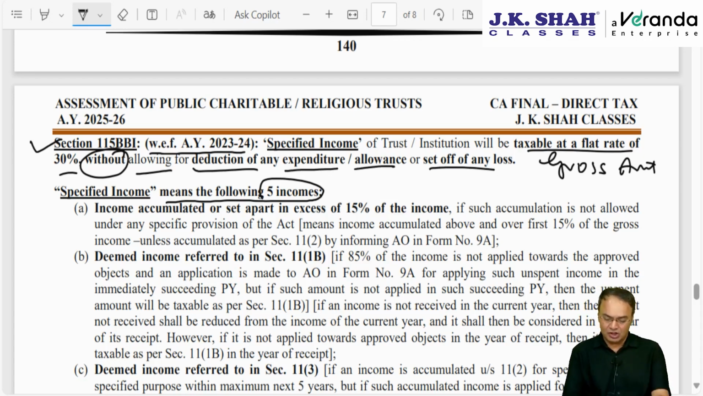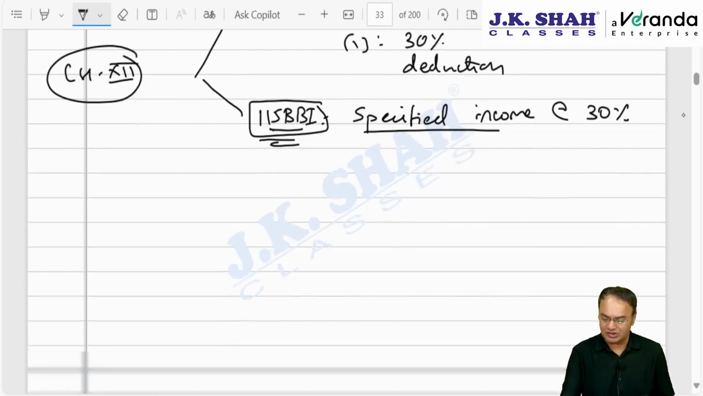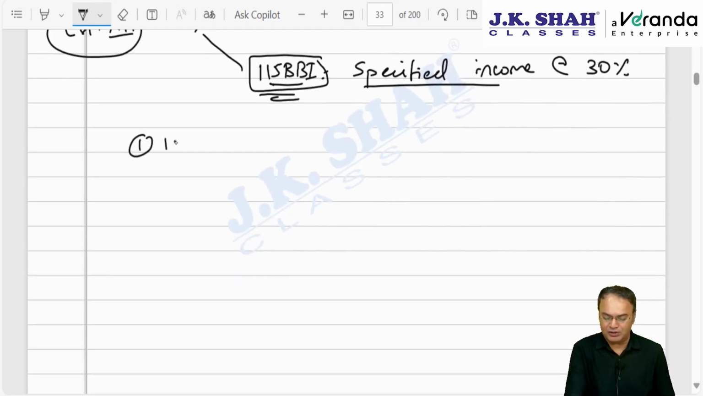Which 5 incomes? Number one, the first one is a bit difficult to understand. Many people including popular authors have goofed up here. I will not name anybody, but understand it. It says accumulation, but accumulation is allowed, no? Answer: there are two types of accumulations we discussed. Number one, first 15%, which is called automatic accumulation, which is automatically allowed.